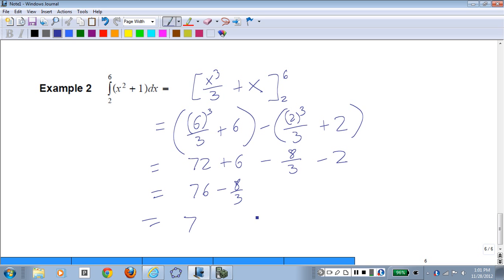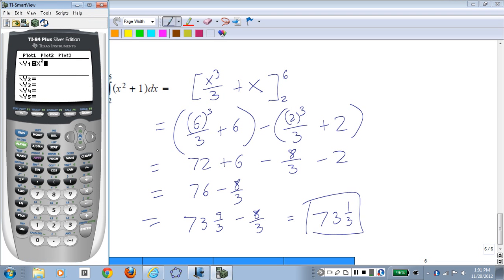What do I want to do here? I don't know what I want to do here. 73 and 9 thirds. Minus 8 thirds. Would it be 73 and 1 third? Maybe. That looks really strange though.